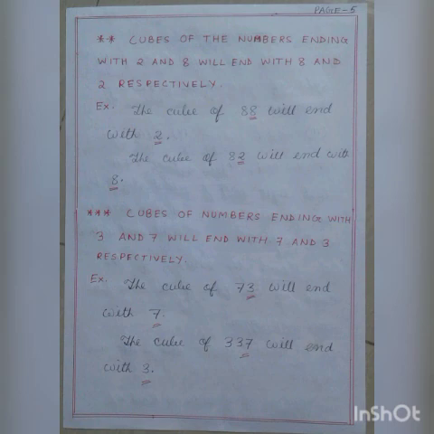Point 3, cubes of numbers ending with 3 and 7 will end with 7 and 3 respectively. This is the same as number 2, but if the number ends with 3 and 7, then the last digit of its cube will be 7 and 3. The cube of 73 will end with 7. The cube of 337 will end with 3.